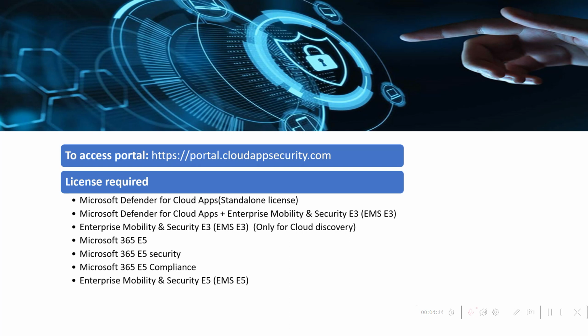And with the EMS E3, you only get cloud app discovery. The remaining advanced features like data protection, session policies, and file policies will not be available with the EMS E3. I'll repeat once again, this only helps in cloud app discovery alone. All the remaining advanced features which come with MDCA are not included if you are purchasing the EMS E3 license. And MDCA as a whole suite comes with Microsoft 365 E5, M365 Security and Compliance, and also the Enterprise Mobility Security E5 suite.